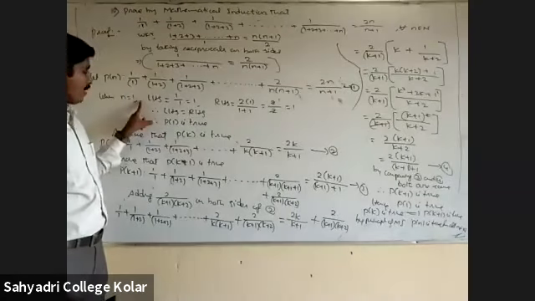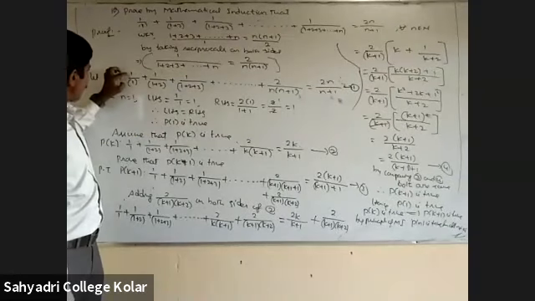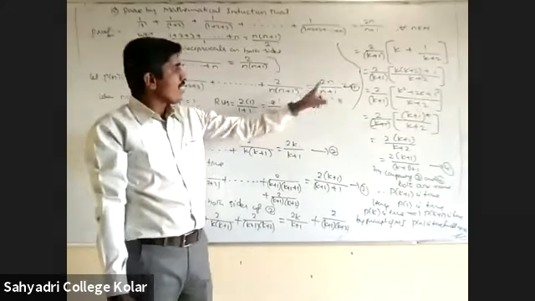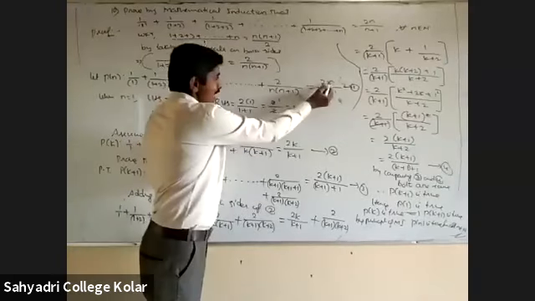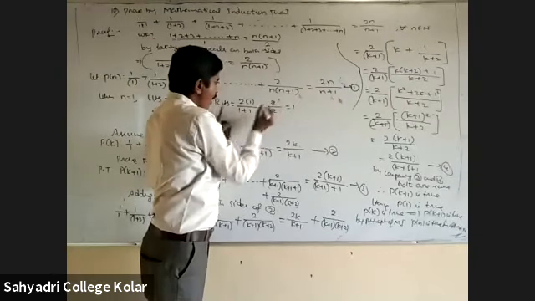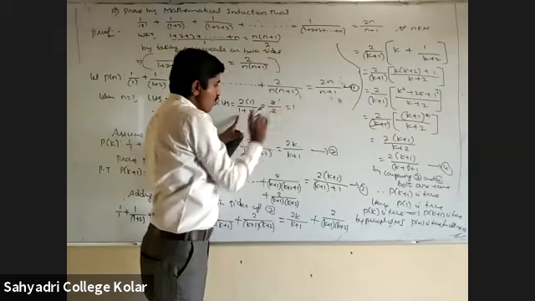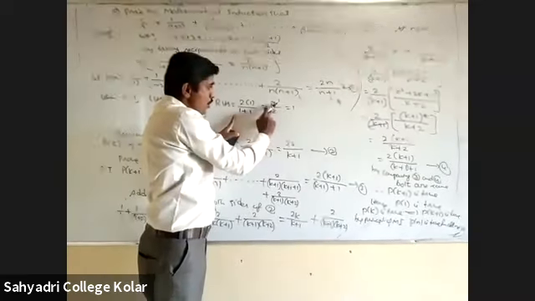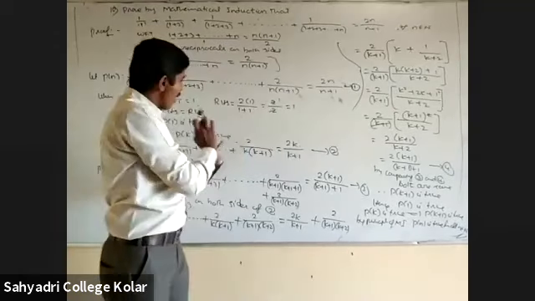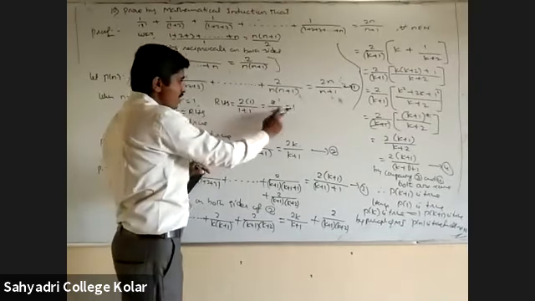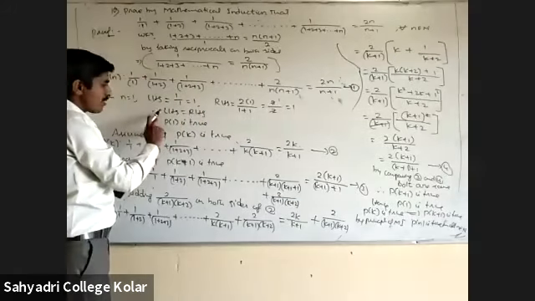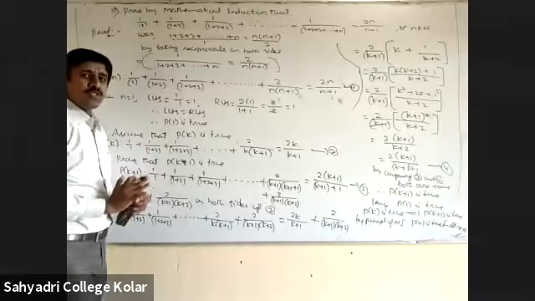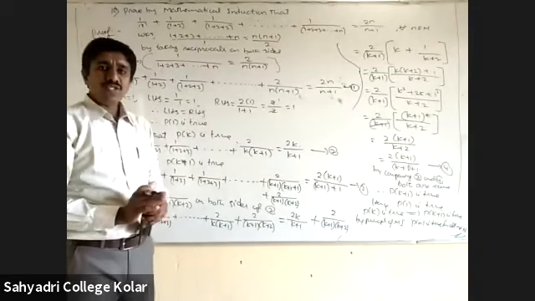Substitute n = 1. LHS, first term: 1/1 = 1. Substitute n = 1 in the RHS: 2 into 1 divided by 1 plus 1, that is 2 divided by 2, the 2 gets cancelled, giving 1. LHS is 1, RHS is 1. Both are the same, therefore LHS equals RHS. Therefore the first condition is true, P(1) is true.